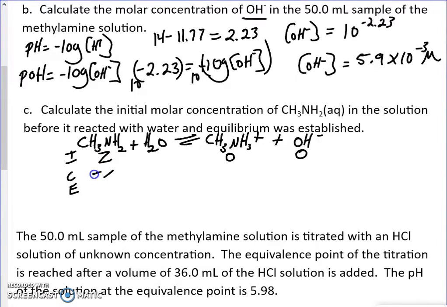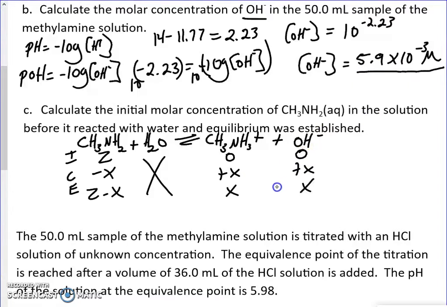So Z minus X would give us Z minus X. We don't care about water. We would have our plus X over here like we always do, and X and X. Well, what do we know? We actually already know what X is. We just calculated it in the problem above, like 5.9 times 10 to the negative 3.